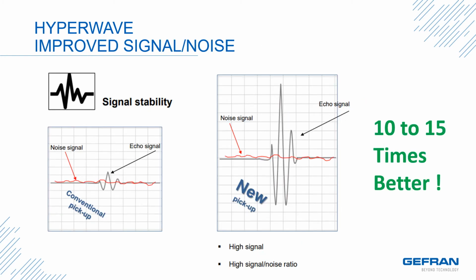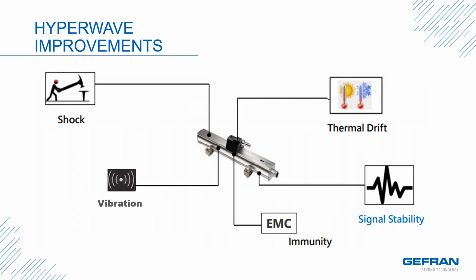In this slide, you see an electrical representation of the signal-to-noise ratio of the old pickup and the new pickup. It is not just a little bit better, it is 10 to 15 times better. To summarize the improvements brought about by Hyperwave, there is improved shock and vibration tolerance, improved thermal drift properties, greatly improved EMC immunity, and 10 to 15 times the signal-to-noise ratio. The following short video provides a further review of Hyperwave and introduces some of our products that utilize this technology.